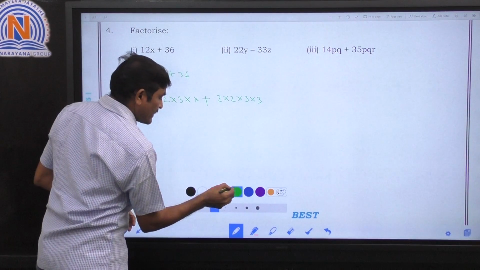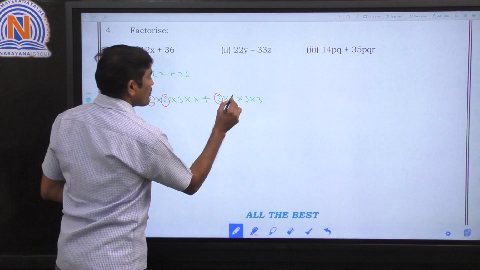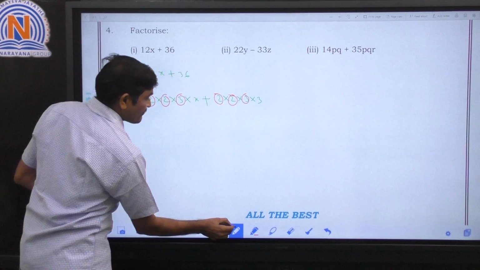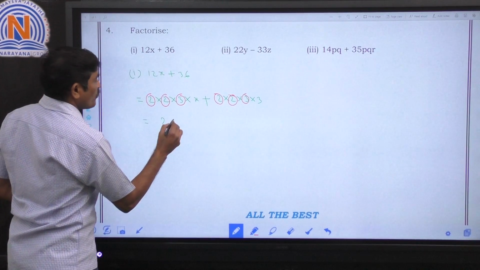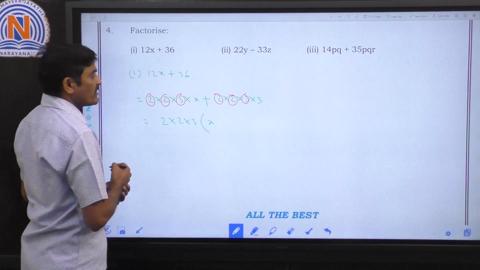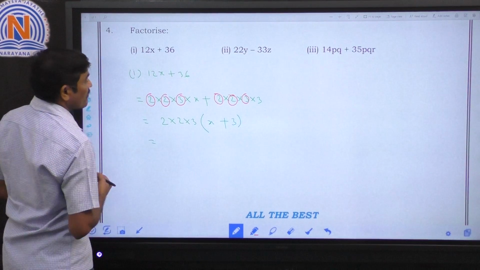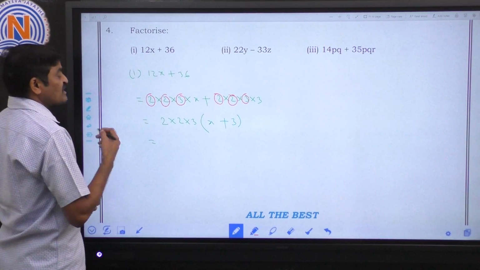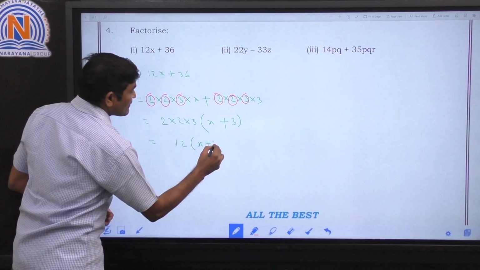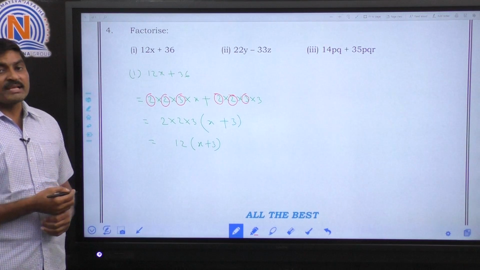Now let us take the common factors. 2 is the common factor. Again one more 2 is the common factor. Next 3 is the common factor. Remaining there are no common factors. Now here 2 into 3 you can take common. So what is left in the first one? x. In the second term, what is the remaining term? 3. So that is equal to 2 into 2 into 3 into x plus 3. So 2 2s are 4, 4 3s are 12, 12 into x plus 3. So after factorization, 12x plus 36, you will get 12 into x plus 3.